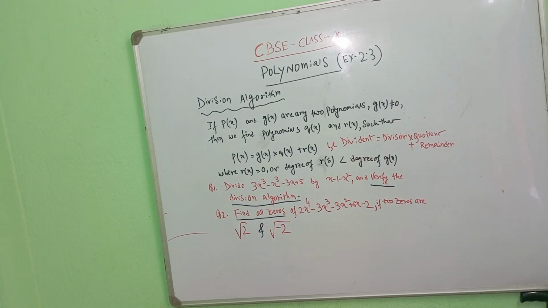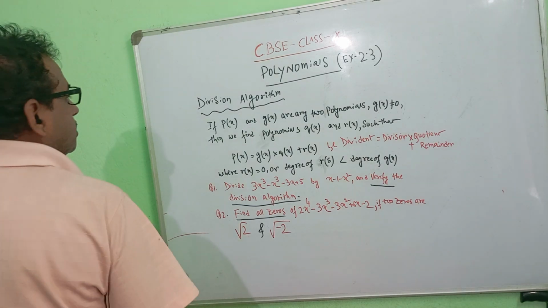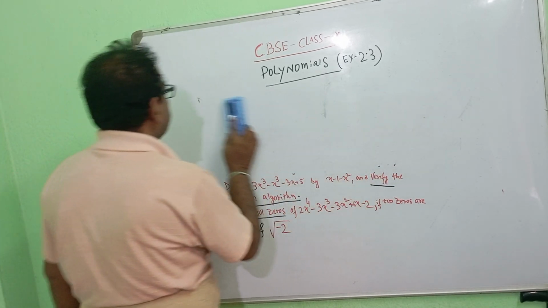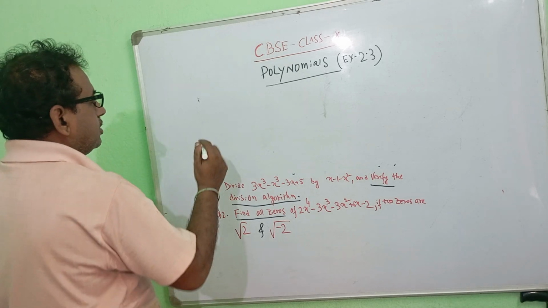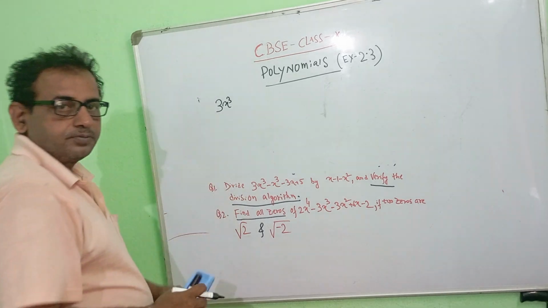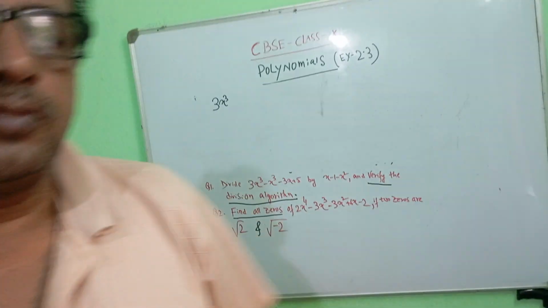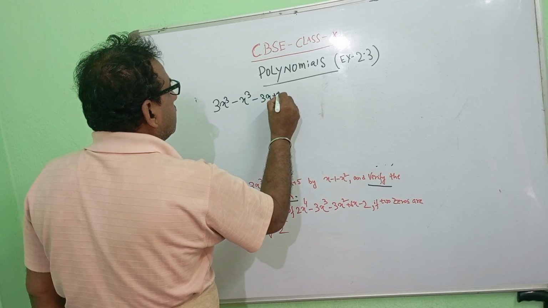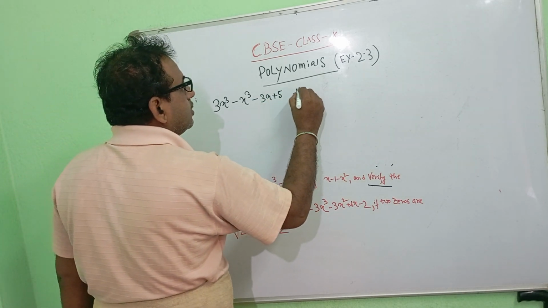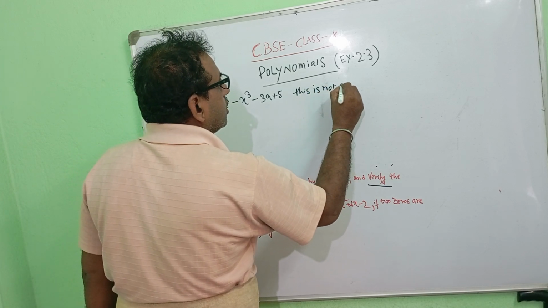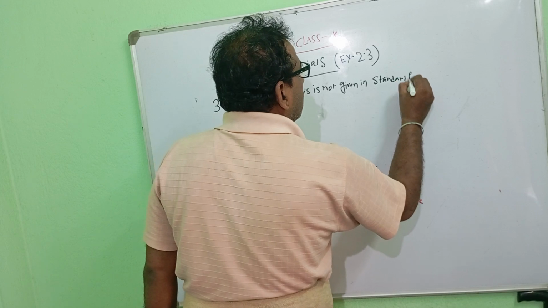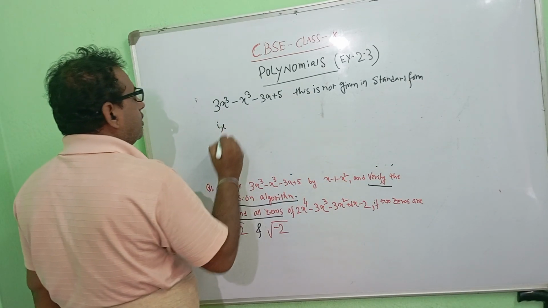Now check one thing. Very carefully check one thing, that for the first question, two polynomials, that is 3x cube minus x cube minus 3x plus 5, this is not given in standard form. What is the standard form?